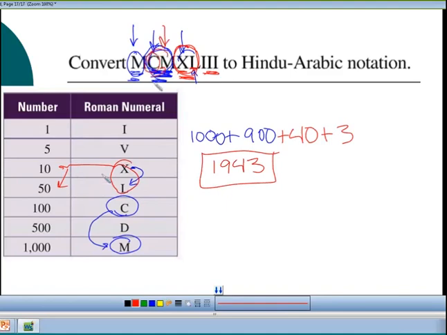So before I say, oh, that's 100, I've got to be paying attention to the fact that it's right next to an M, so it's 100 before you would have gotten to 1,000, which means it represents 900.